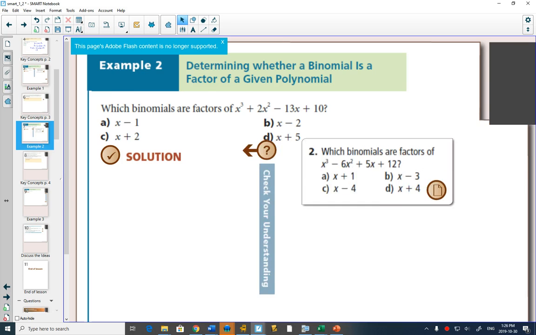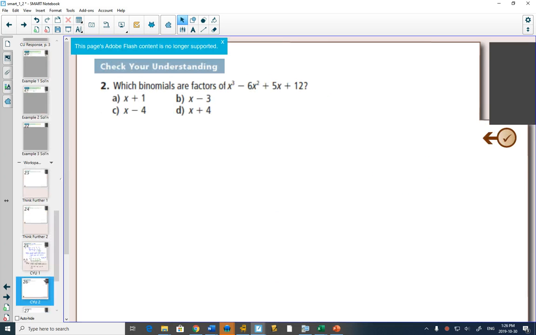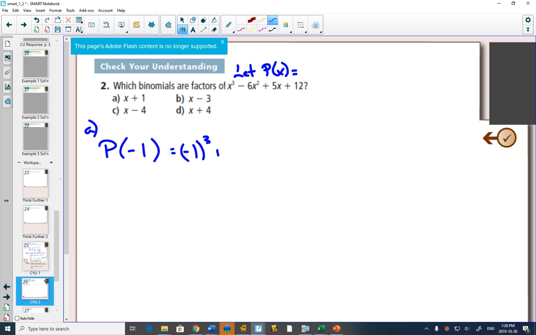So example 2 says, which ones are factors? You have x cubed minus 6x squared plus 5x plus 12. Above here again, I'm going to say let p of x equal this. With the remainder theorem, for a, I would plug in p of negative 1. If I do that, I would get negative 1 cubed plus 6 times negative 1 squared plus 5 times negative 1 plus 12.